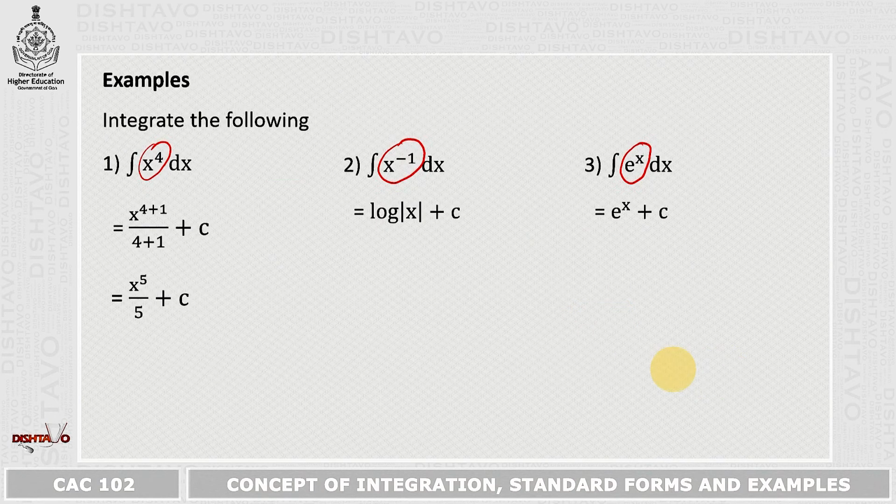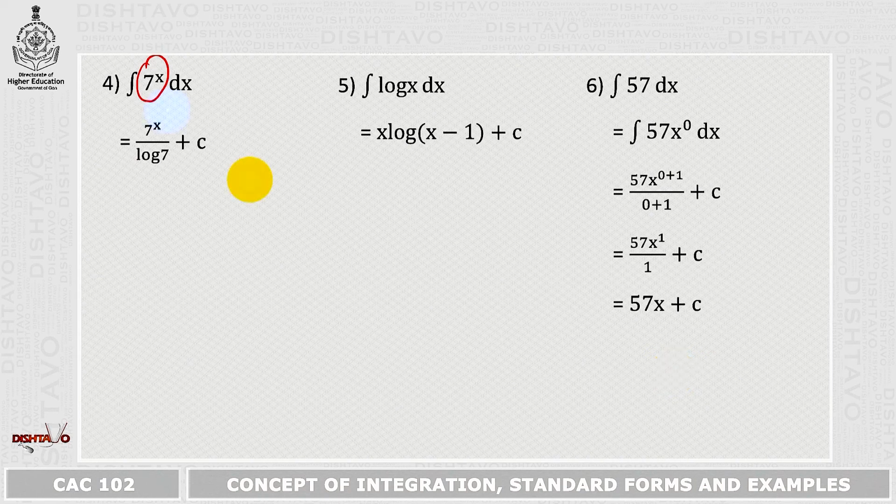So if I use this for my fourth example, then we have a as 7. So compare, you will get a equal to 7. So 7 raised to x. We will write the integral, which is the same term, 7 raised to x divided by log of a. A here is 7. So log of 7. And log of any number is a constant. So we get this finally to be 7 raised to x divided by log of 7 plus c.